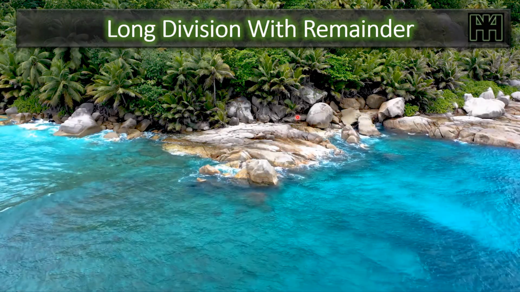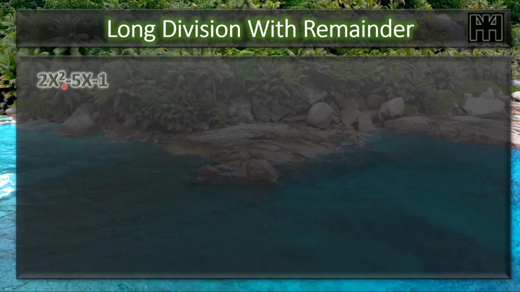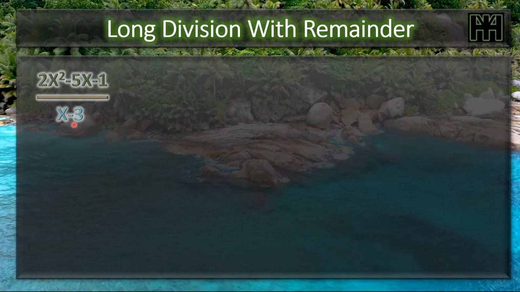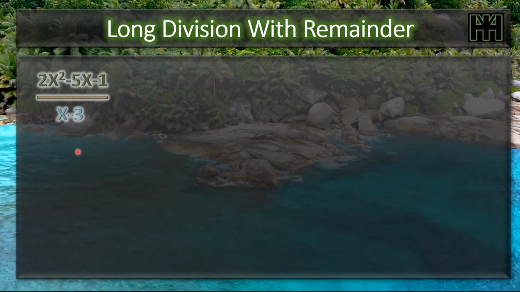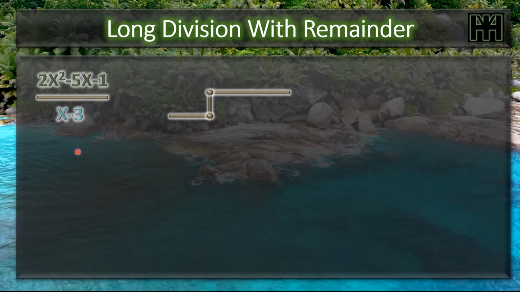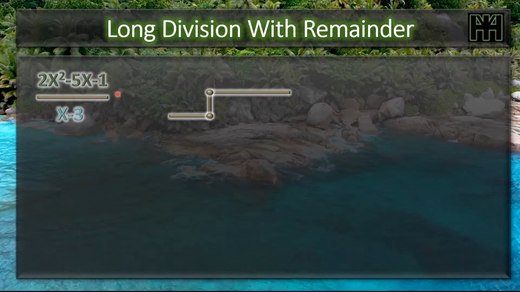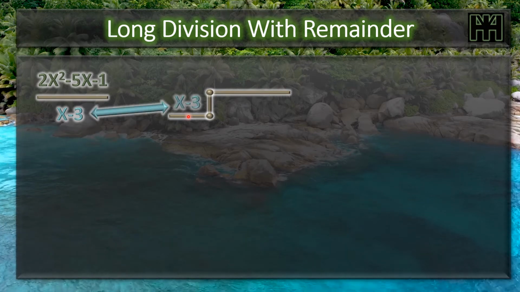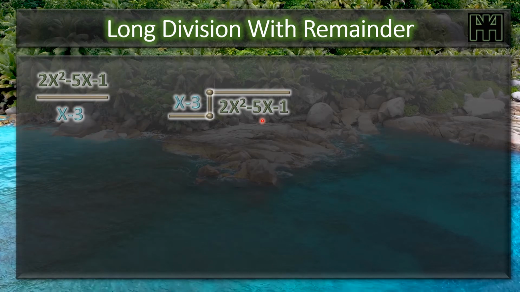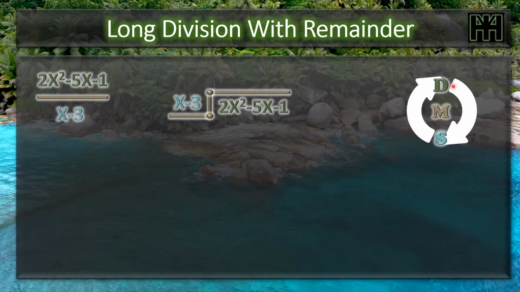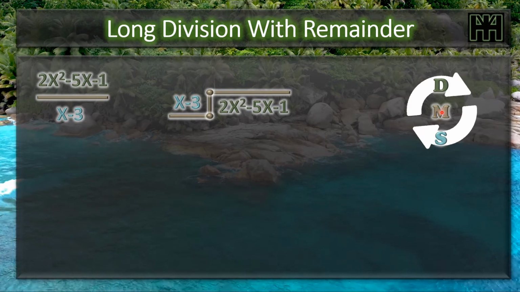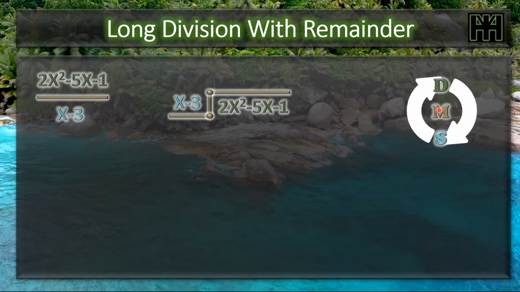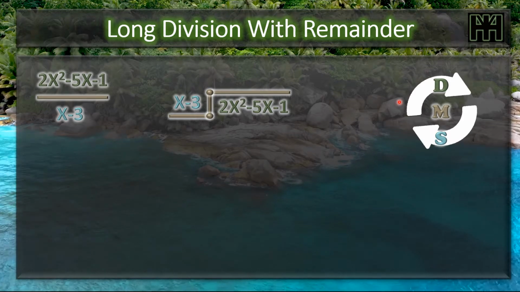Long division with a remainder. We have 2x squared minus 5x plus 1, over x minus 3. As we remember, the numerator is more important, so it will sit under the umbrella, and we will put the denominator in the chair here. Then don't forget our magic steps: divide, multiply, subtract, repeat.